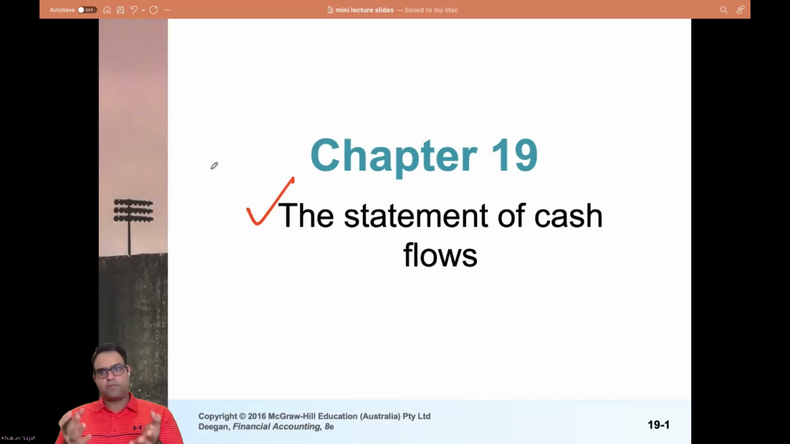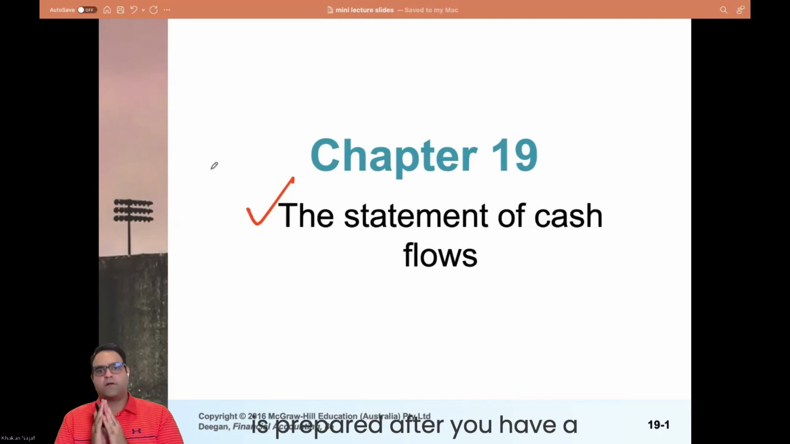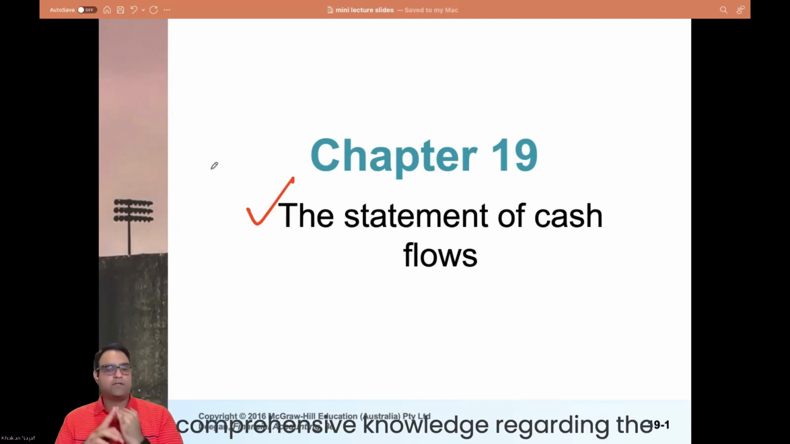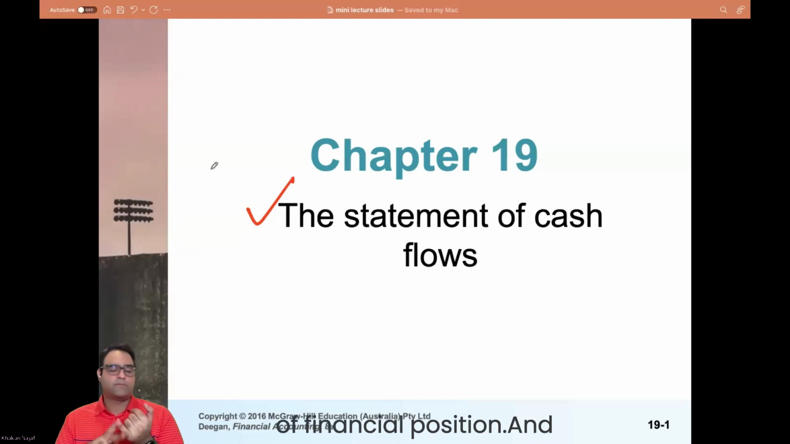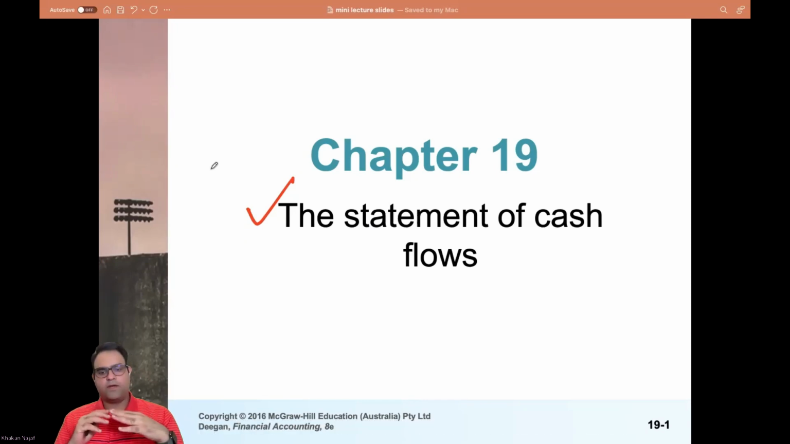The cash flow statement is prepared after you have comprehensive knowledge of the balance sheet, which is the statement of financial position, and the profit and loss statement, like the statement of comprehensive income. If I have these two statements and a statement of changes in equity, I can easily prepare the statement of cash flows. It has three activities, which I already mentioned in your group assignment. What are those three activities? How do we differentiate them from the rest of the things?